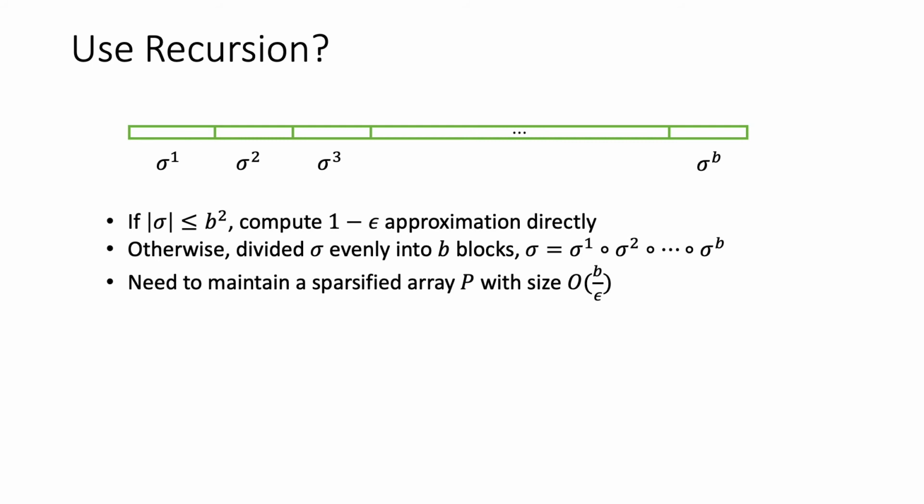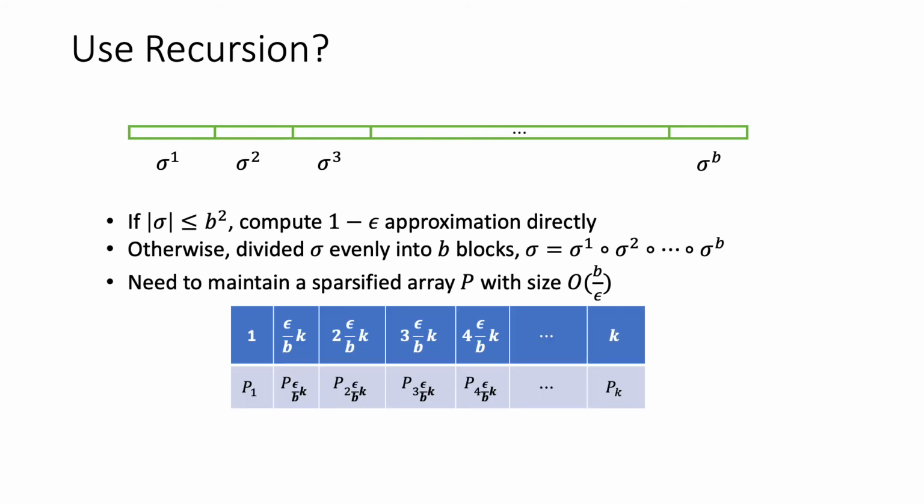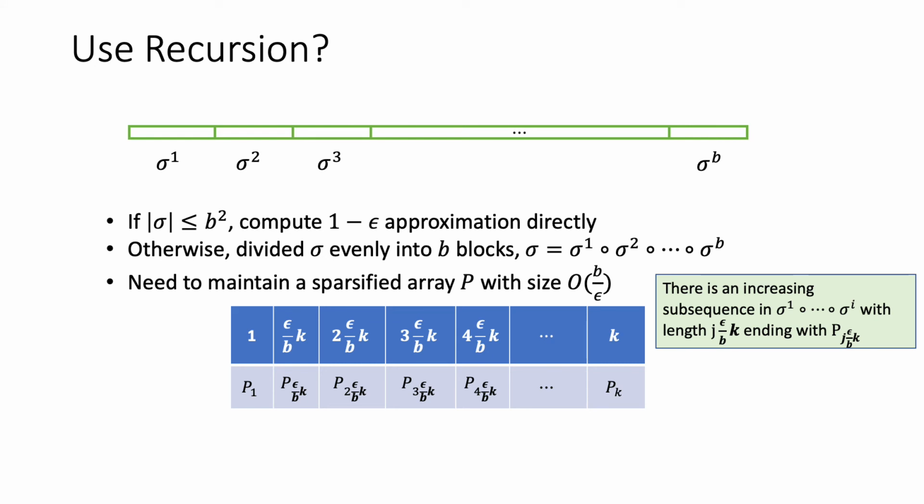For our purpose, we need to maintain a sparse array P with size roughly b over epsilon, such that after processing the first i blocks, we have the following property. The number k is roughly the length of the longest increasing subsequence in the first i blocks of sigma, and P_k stores the smallest symbol so that there is an increasing subsequence with length k ending with P_k. Similarly, for every j times epsilon over b times k, there's an increasing subsequence with this length ending with a corresponding symbol in P.